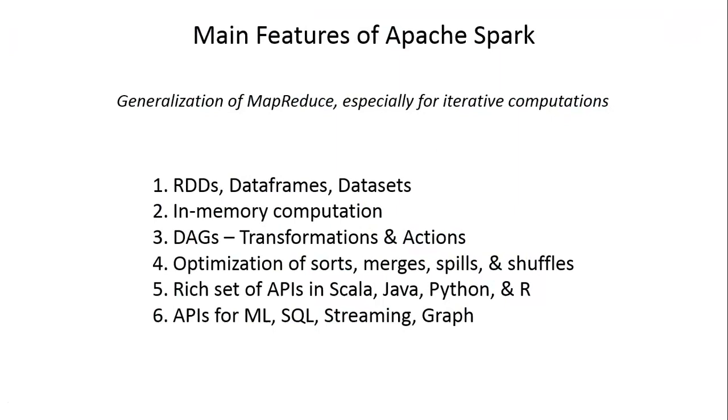Okay, it has specialized data structures, three of them: RDDs, data frames, and data sets. We'll look into them in detail. There is, of course, in-memory computation, and Apache Spark uses DAGs, or directed acyclic graphs, that optimize computations.